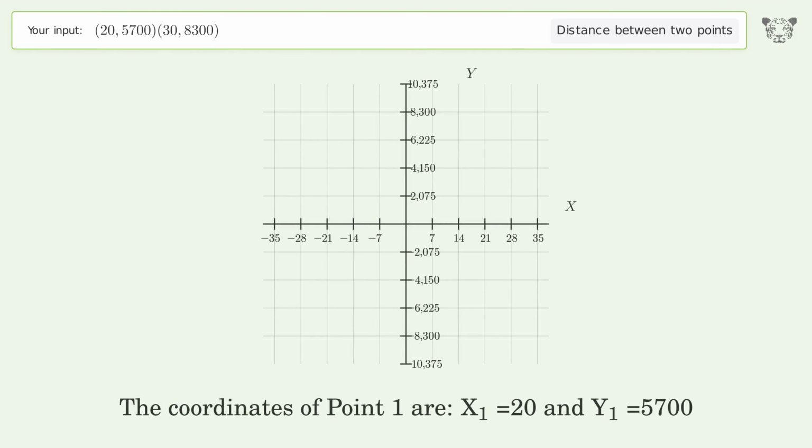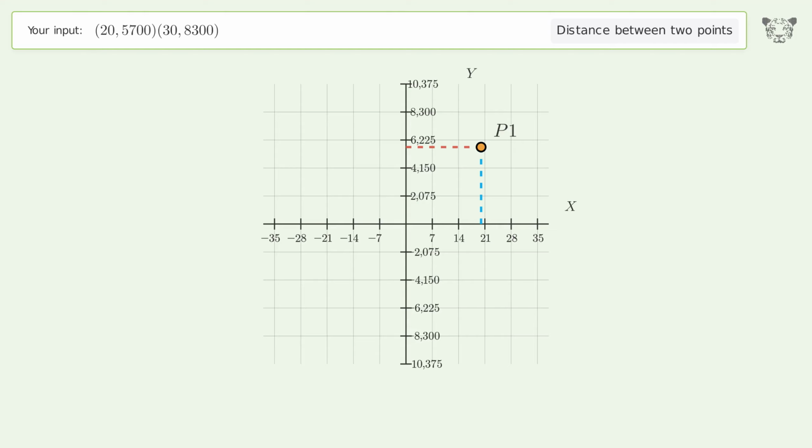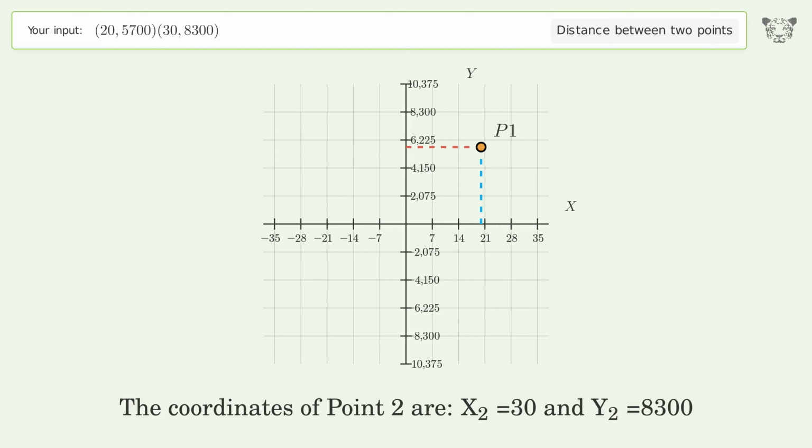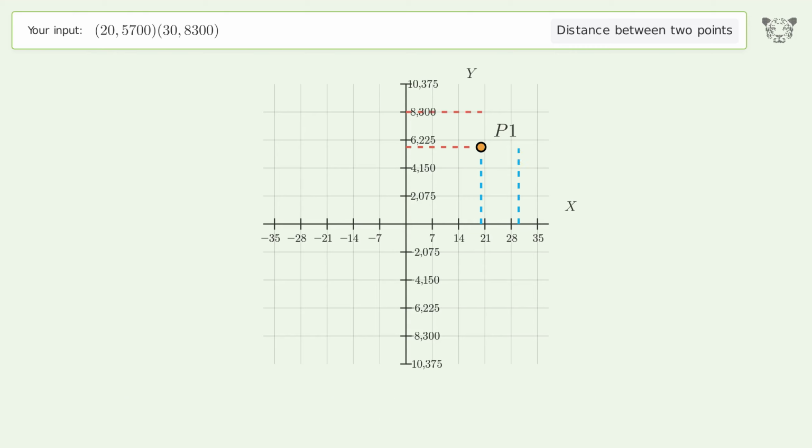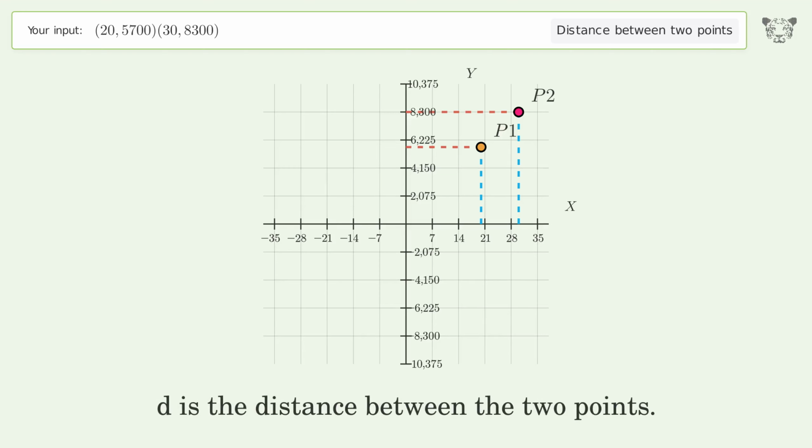Plot the 2 points and calculate the distance using the formula. The coordinates of point 1 are x1 equals 20 and y1 equals 5,700. The coordinates of point 2 are x2 equals 30 and y2 equals 8,300. D is the distance between the 2 points.